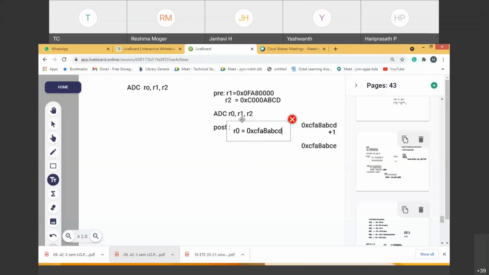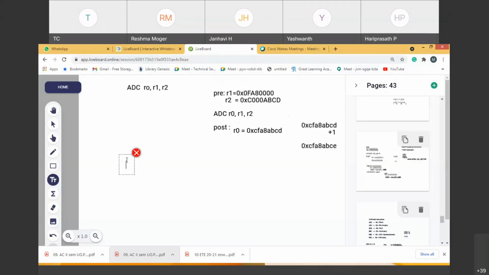It means R1 is added with R2 along with carry, by seeing the carry flag. That value, carry means 1, is added and the result is stored in R0. This is your ADC. ADC means add with carry. Now, if I ask a simple instruction again, what is that?